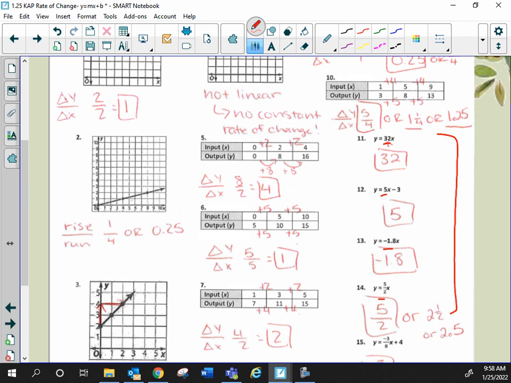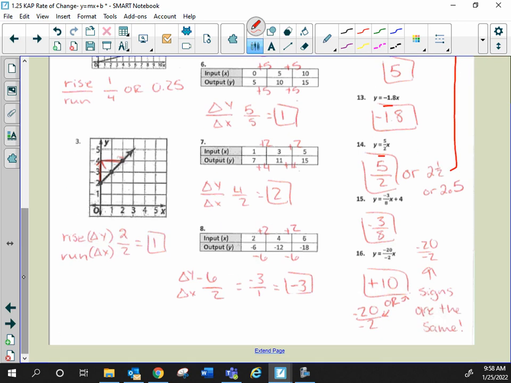Yes. Number 7. Okay, finding the change in y. I wrote that it was plus 4. Do you agree with that? And then my plus 2 in my x. Change in y over change in x. 4 over 2 simplifies down to 2. Is that the one you wanted? Yeah. Do you see that? Yeah. Good. What else?